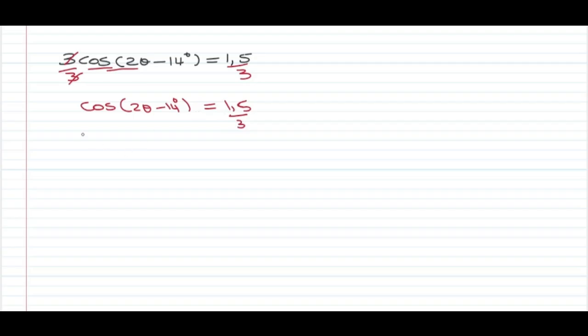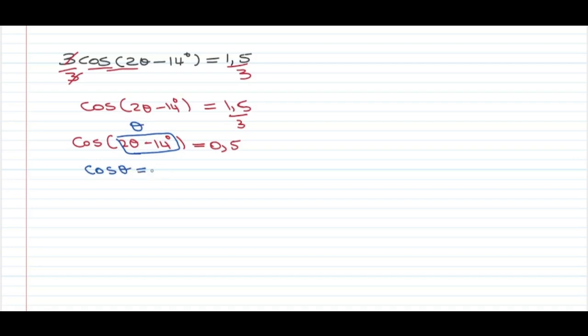Now this is what I have, but remember the 1.5 over 3, I can write it as a decimal. So this will be 2 theta minus 14 degrees, which equals 1.5 over 3, that gives me 0.5. Right. So now what you're going to do, you just have to leave the angle for now. Whatever you have inside the bracket, you're going to leave it.